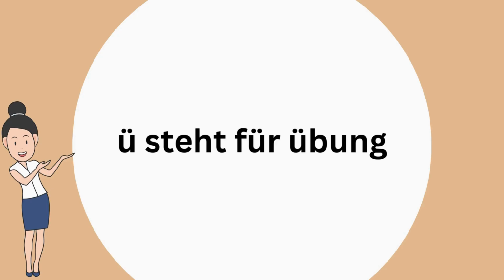Next, we have the letter U with the two dots on it, or the letter U with an umlaut on it. And how is it pronounced? It's pronounced as U. Once again, U. And U steht für Übung. Once again, Übung.